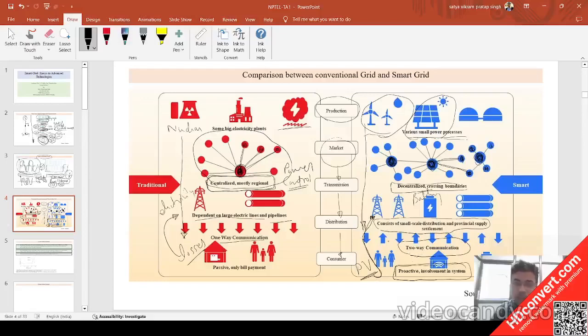This is more advanced, a more smart kind of grid. It is said to be a smart grid. This is the basic comparison between the two systems, the conventional grid and the smart grid.